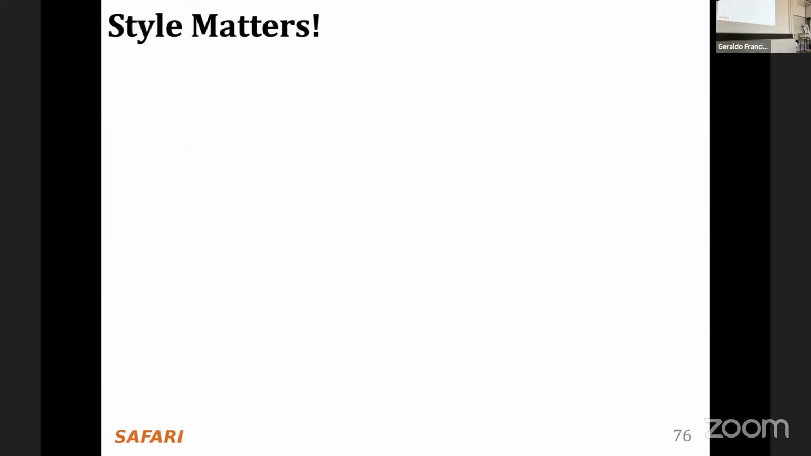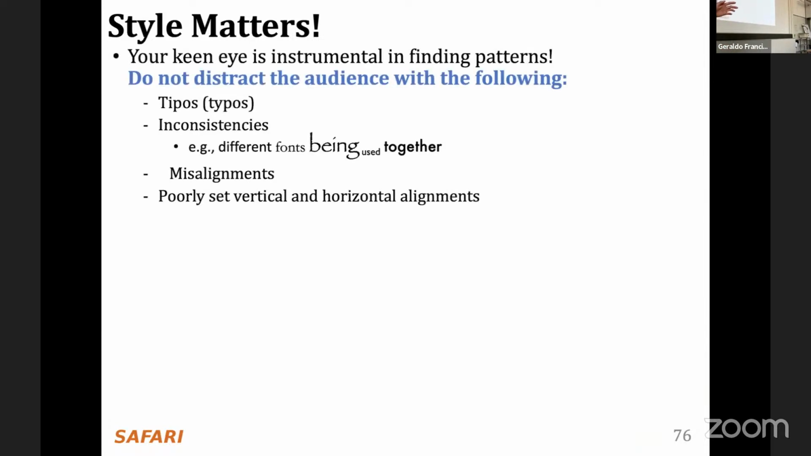So finally, styles matter. How things are organized on the screen is extremely important. The human eye is really good at identifying patterns, and it can get really easily distracted by things that are not following a pattern. So you should always go through slides thinking: do I have typos? Do I have inconsistencies? Inconsistency can be, for example, using different fonts in the same slide or in the same sentence. You have a misalignment, or you have poor vertical and horizontal alignment in your text.